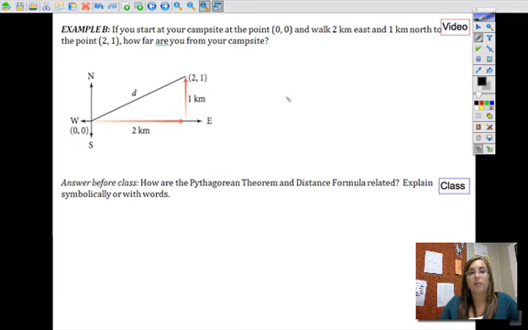And then the last example that you're going to do here is, if you start at your campsite at (0, 0), and you walk 2 east and 1 north, that way you're at (2, 1). You're going to go ahead and use the distance formula to help you find the distance that you are from the campsite. And then you're going to answer this question: how are the Pythagorean theorem and distance formula related? So either you're going to write it out in about a sentence or 2, or you're going to use symbols, so you're going to use equations to help me understand how they are the same thing.